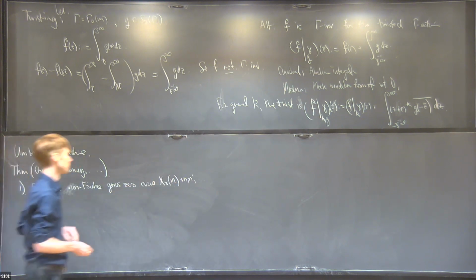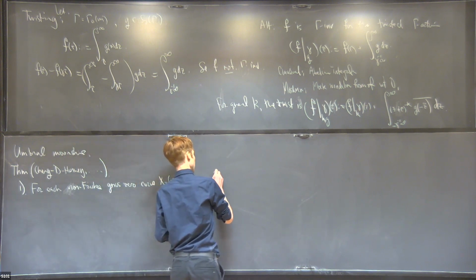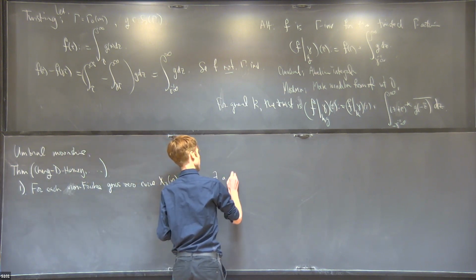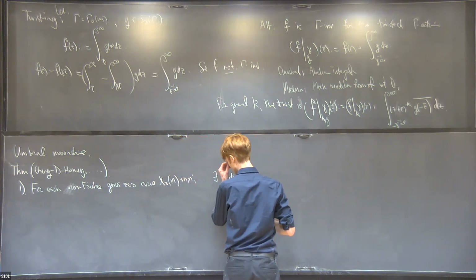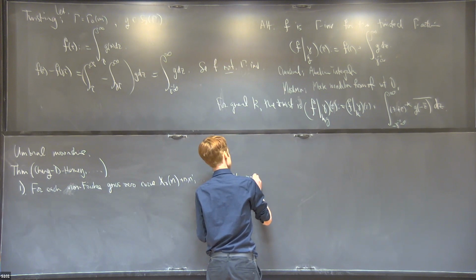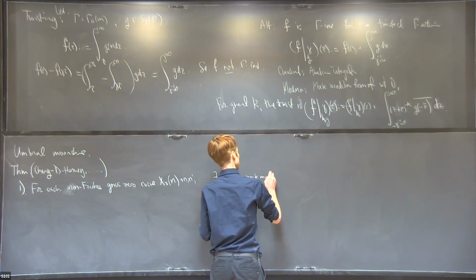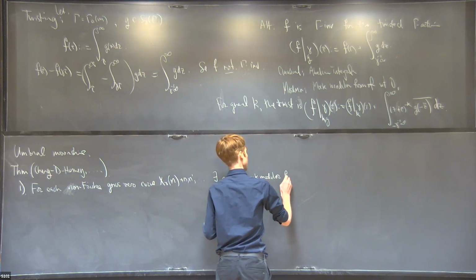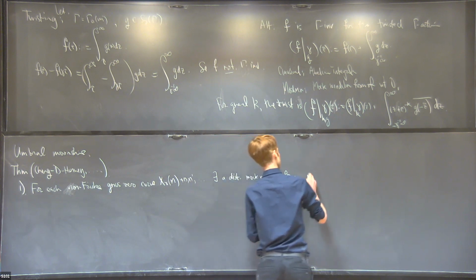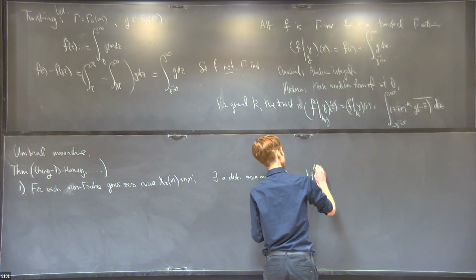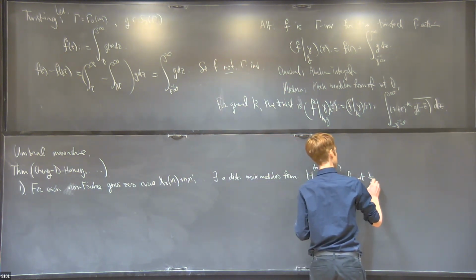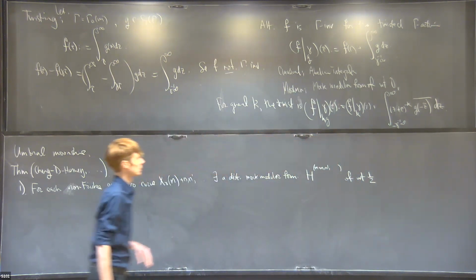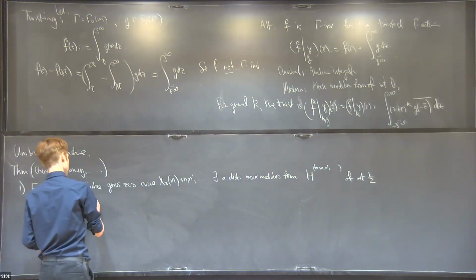For each one, there exists a distinguished Maass modular form, which I will denote like so, of weight 1/2 with integer coefficients.